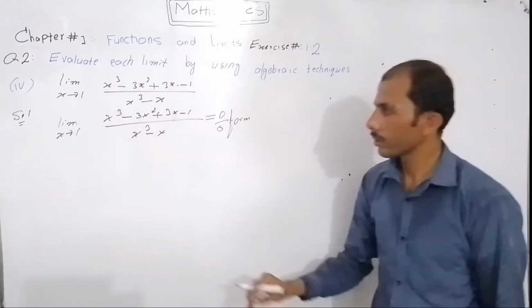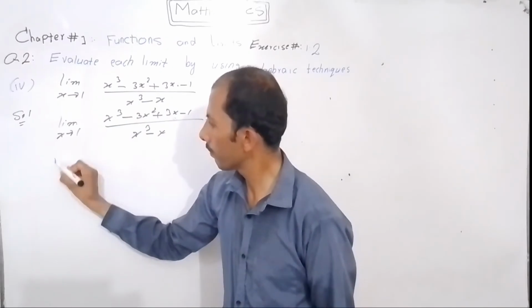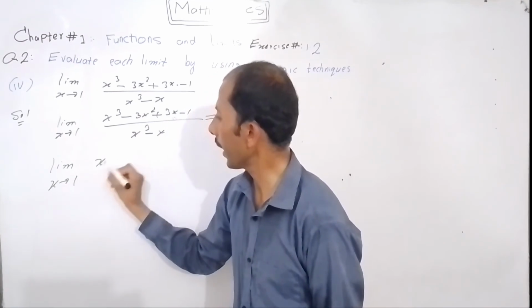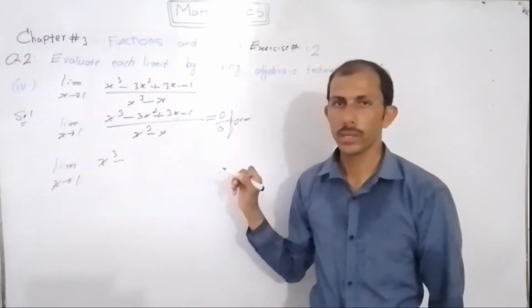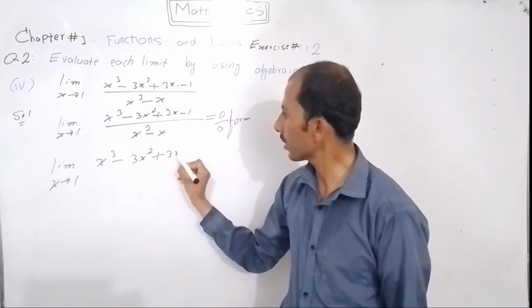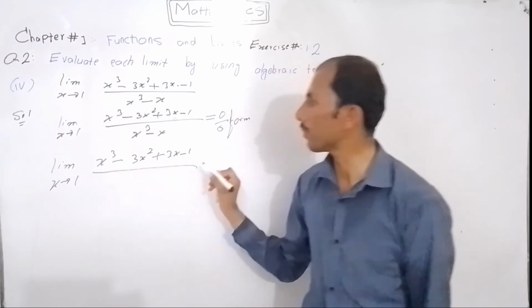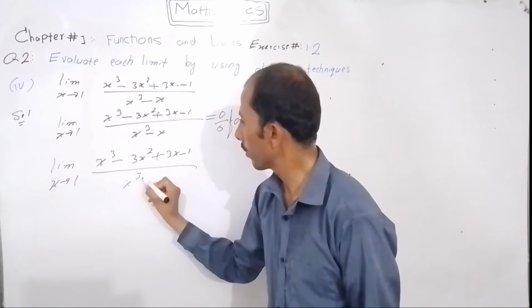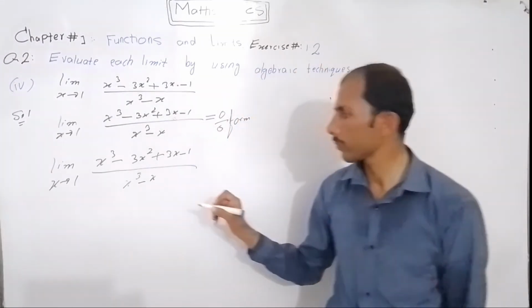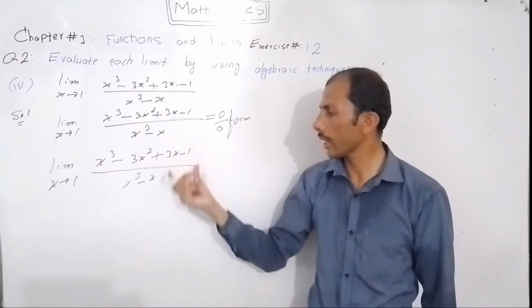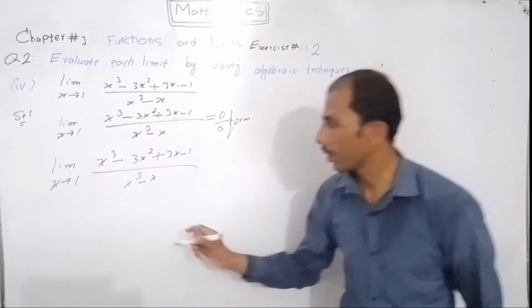Next, limit x approaches 1 of (x cube minus 3x square plus 3x minus 1) divided by (x cube minus x). So we factorize the numerator and denominator functions.